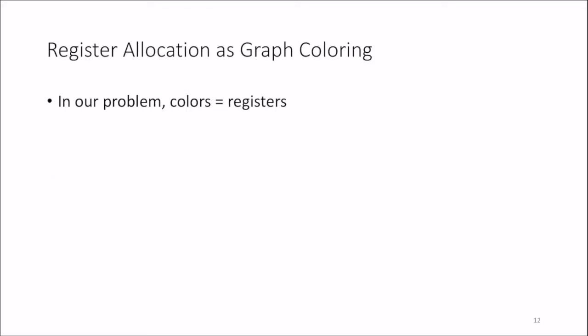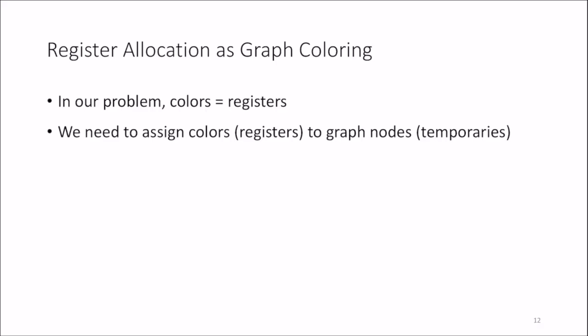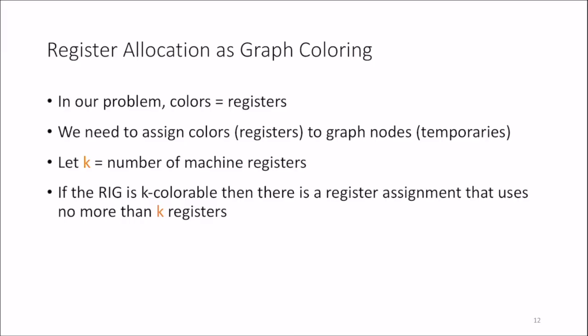Now in our problem, colors equal registers, and we need to assign these colors, aka registers, to graph nodes, aka locations or temporaries. I'm going to use locations and temporaries interchangeably in these slides. K is the number of machine registers. If I construct a register interference graph and that graph is K-colorable, then there has to be a register assignment that uses no more than K registers, right? As long as you can assign K colors to the graph, we just take each color and assign it to one of the registers in the CPU. We are done with our register allocation task.